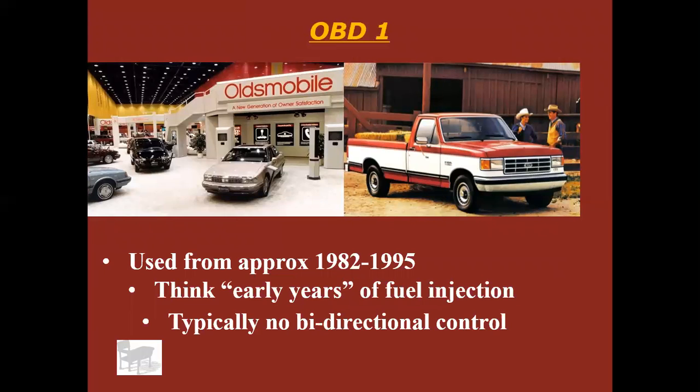Typically can't do any bidirectional communication with OBD1 and a scanner. Couple makes you can, very, very little, but generally speaking, the car is going to tell you what it thinks is wrong, and that's the end of the story. And the coolest part about it is you don't actually need a code reader to read your codes if you have an OBD1 vehicle.